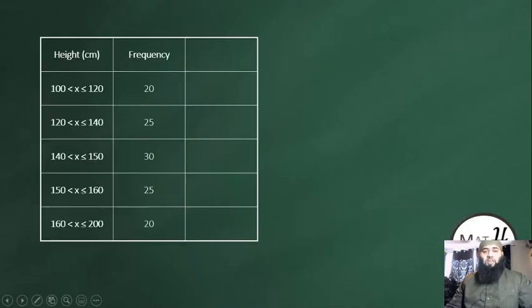Moving on to an example. So we have a classical example of data that we're given here. We're given the frequency and we're given the height ranges. So 20 people come between the range of 100 centimeters to 120 centimeters. So 25 people from 120 centimeters to 140 centimeters, so on and so forth.